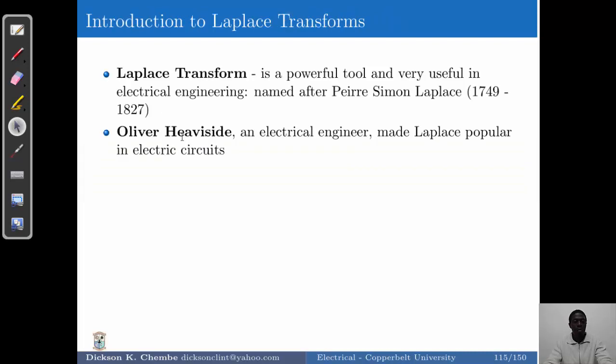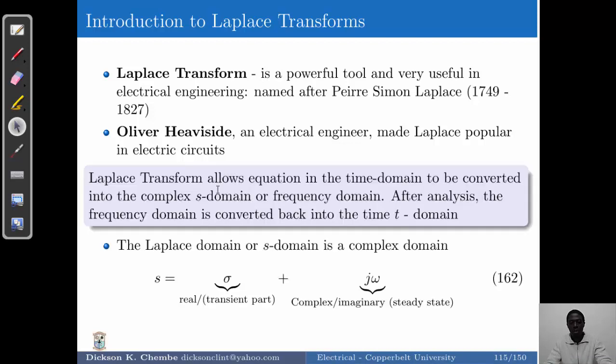So from here, we first of all have to understand that the Laplace transform was pioneered by Pierre-Simon Laplace, and it was named after him. It's a powerful tool that is very useful in electrical engineering. It was actually made very popular in electrical engineering by Oliver Heaviside.